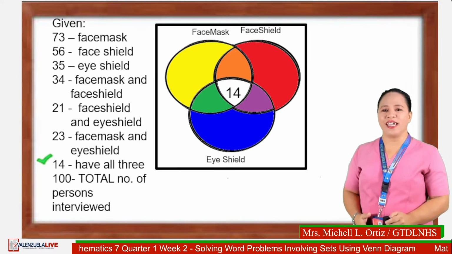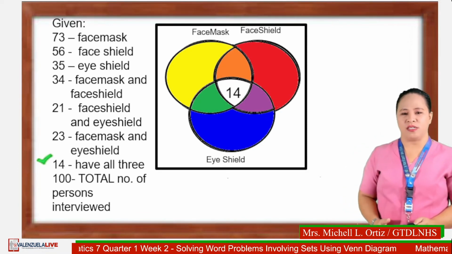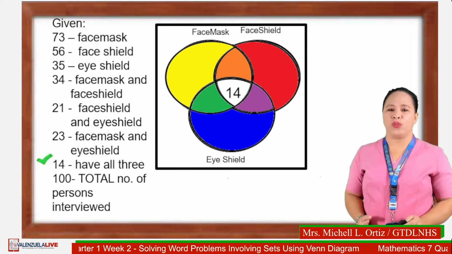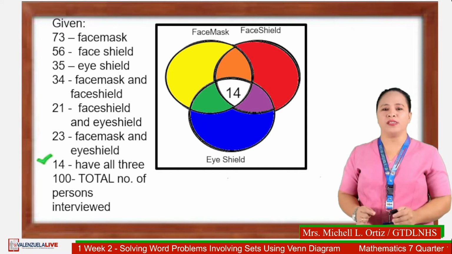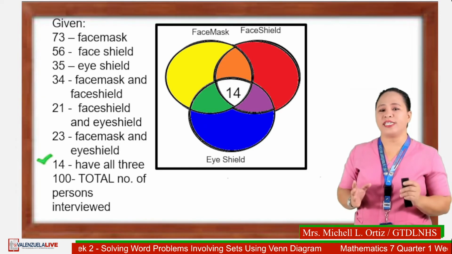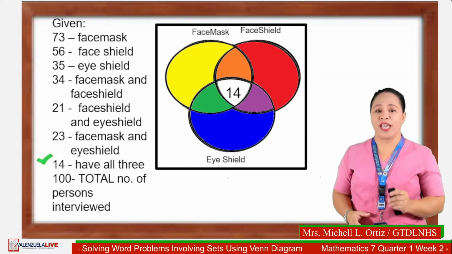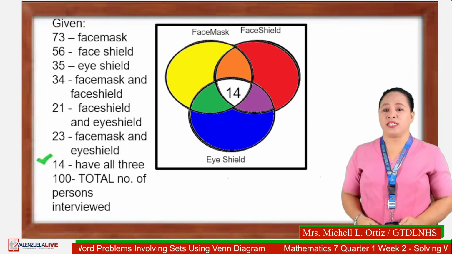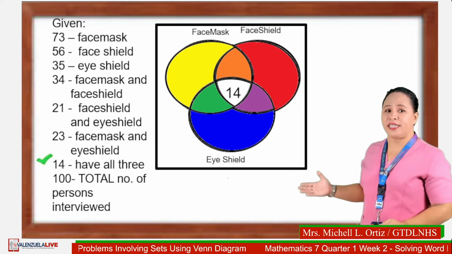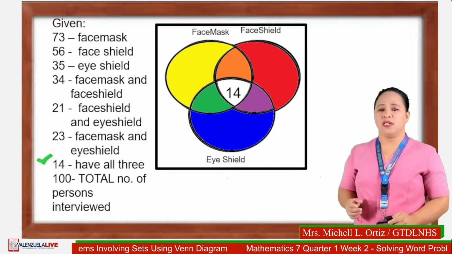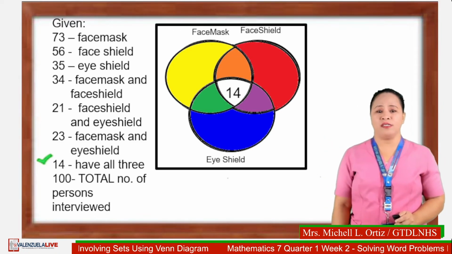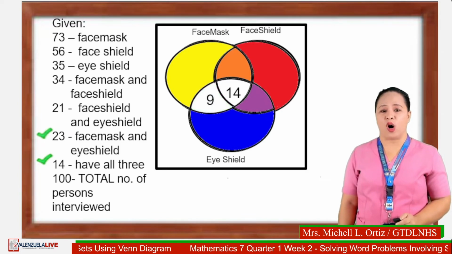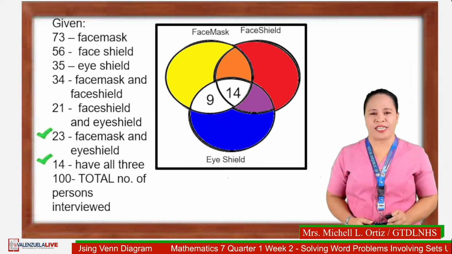Next, 23 have face mask and eye shield. Again, we make use of the connector "and". So we are looking for the intersection of the face mask and the eye shield. Since I already have 14 in the intersection, the remaining region, which is the green one, has a cardinality of 9 to complete 23.